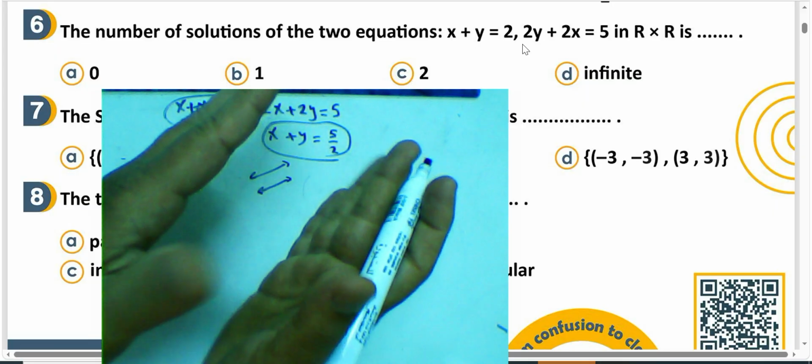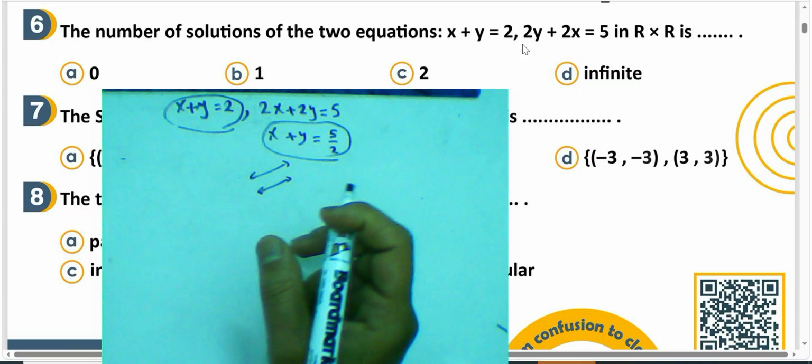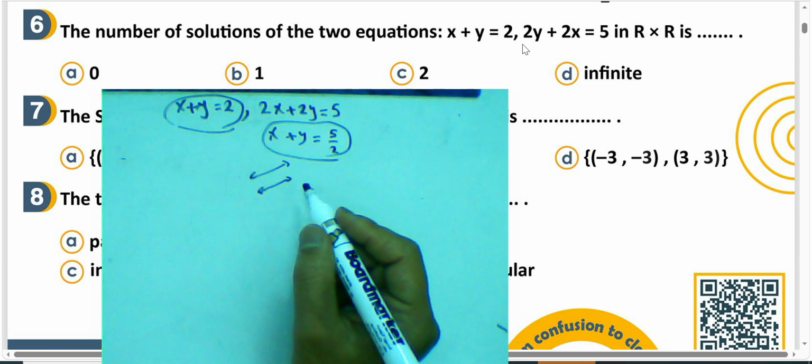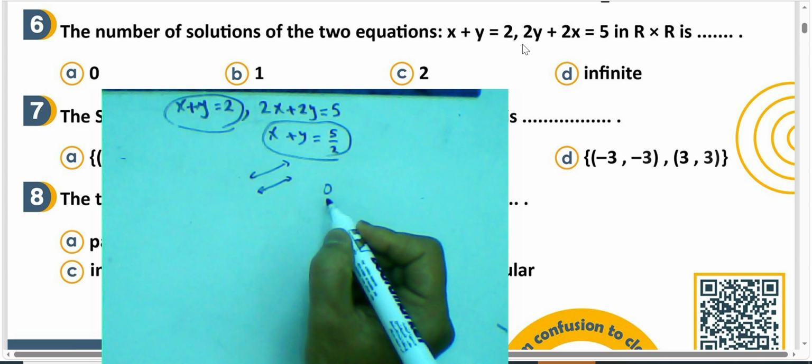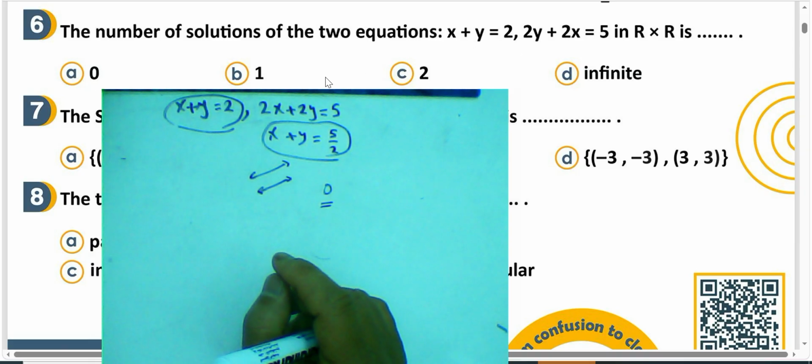We call them parallel. Then the number of solutions will be 0 because they do not intersect. They don't intersect at any point. Then the number of solutions will be 0. Okay, we don't have any intersection between the two straight lines. Then the number of solutions of the two equations will be 0. Choose letter A.